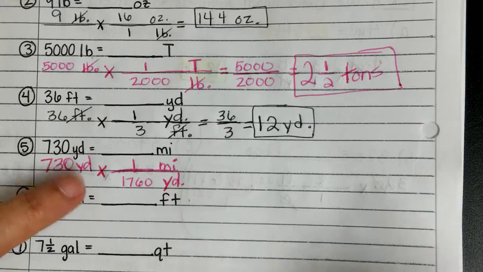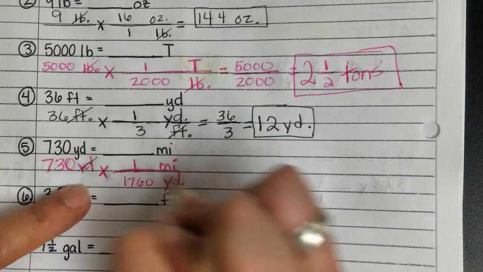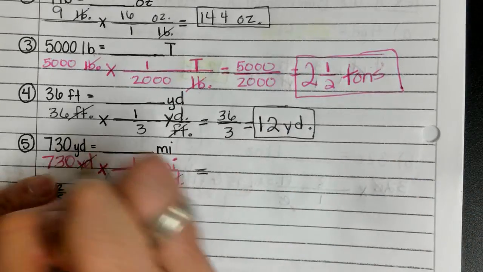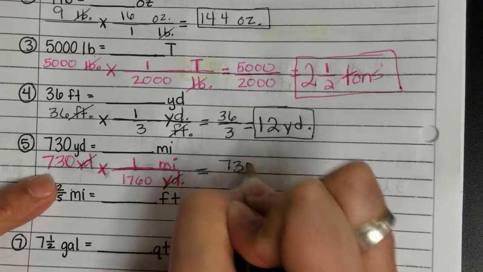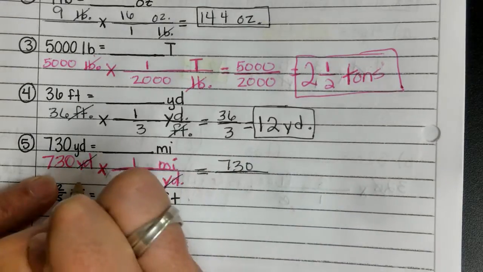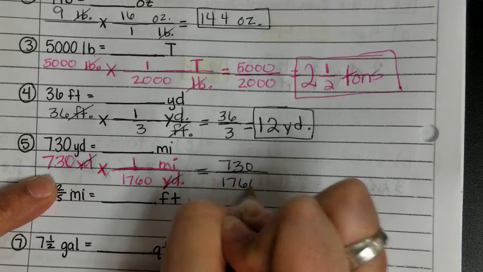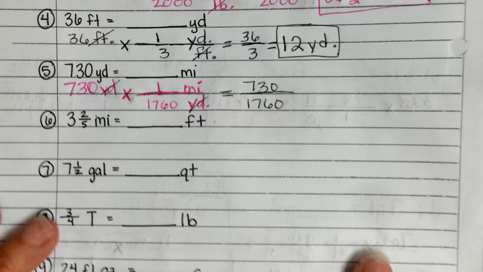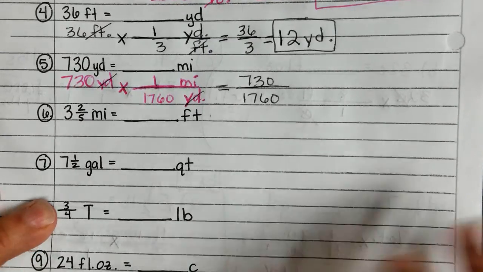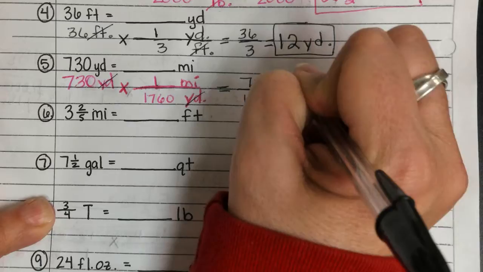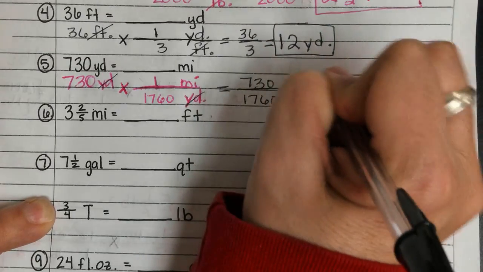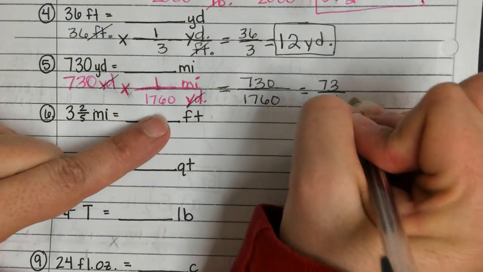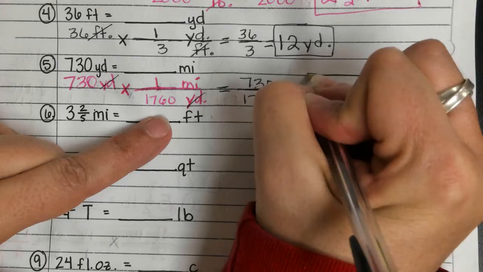Okay. Now that I've got it all set up, my yards go away. And I can multiply. 730 times 1 is 730. 1 times 1,760 is 1,760. And I would hit the ABC button between them. Make sure they do or don't simplify. And you get 73 over 176 miles.